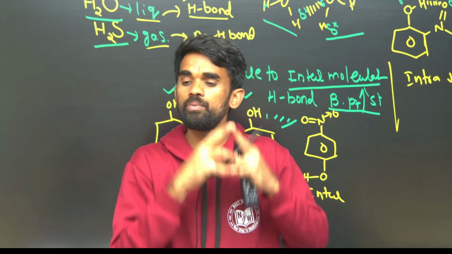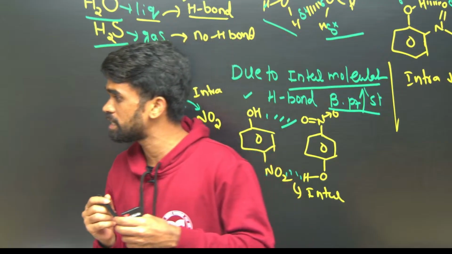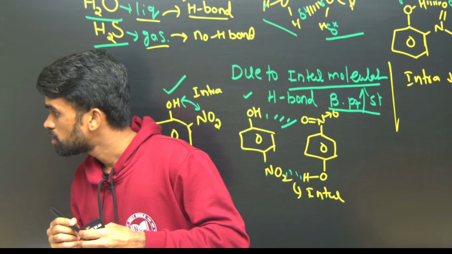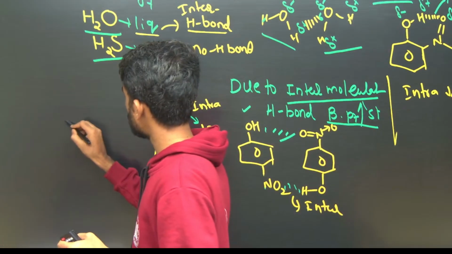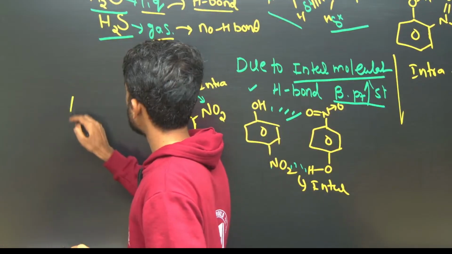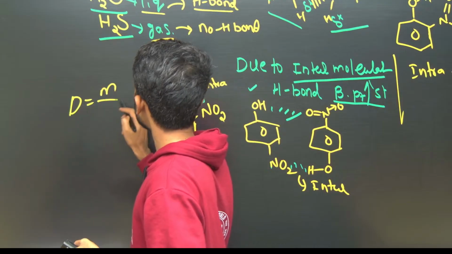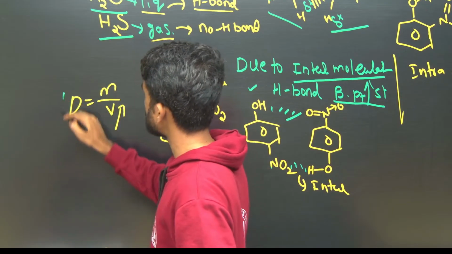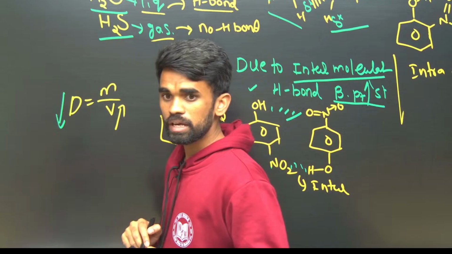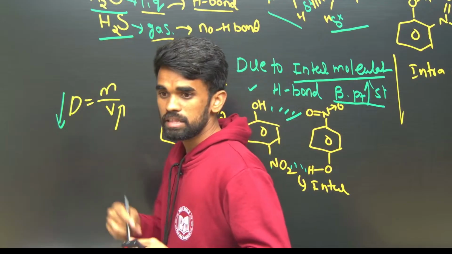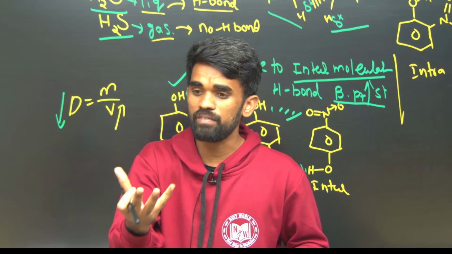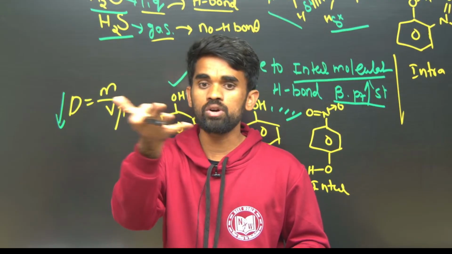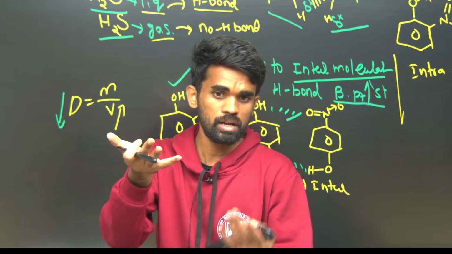If volume increases, what happens to the density? Density equals mass by volume. If volume increases, density decreases. If density is decreasing, that particular species will float on the water. The one which has lower density will float on that particular liquid.